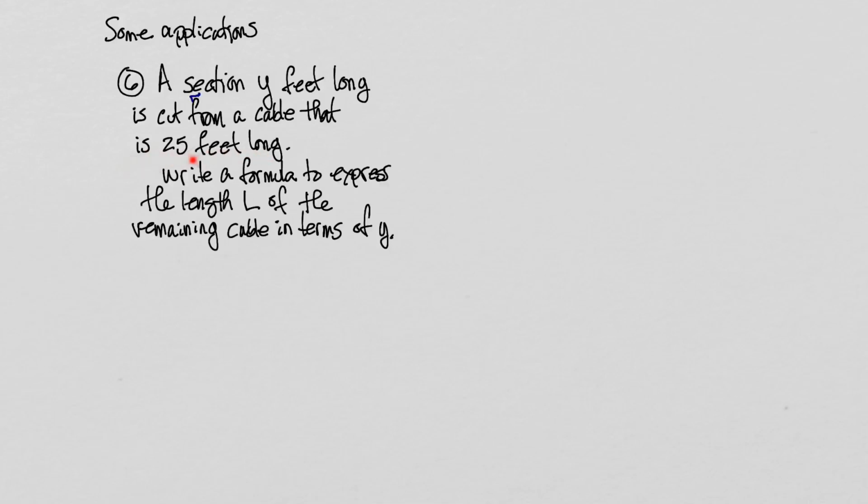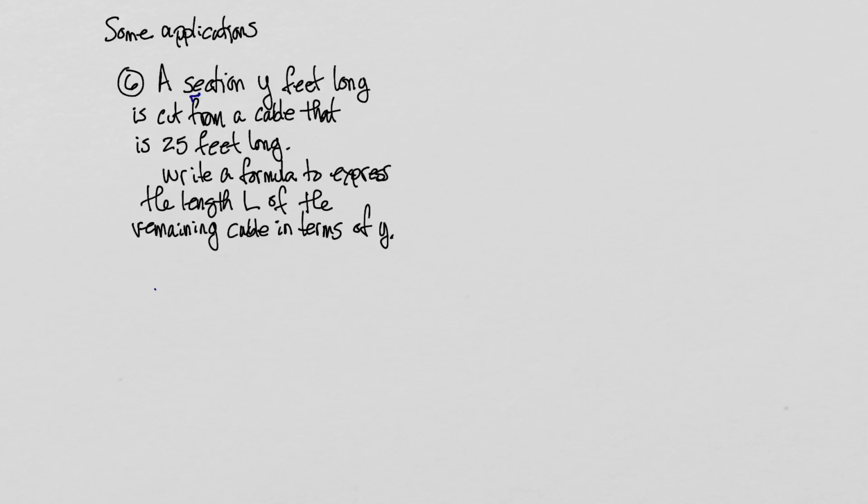So in problem number 6, what we have going on here is a cable that is 25 feet long, and from that cable we're going to cut a section that is y feet long. So what we want to do is write a formula that expresses the length of the remaining cable. This is something we can draw, and if you can draw it, I suggest you do, because it just gives you a bigger sense of how to label things.